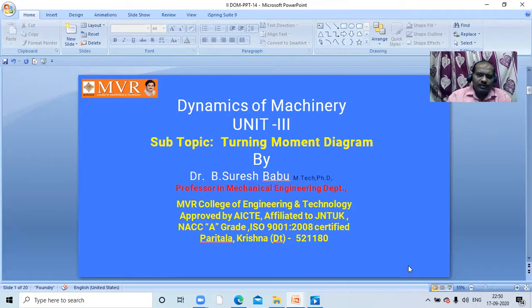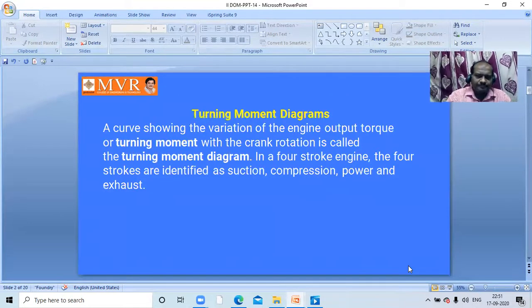First of all, learn what is the turning movement diagram. The curve showing the variation of the engine output torque or turning movement with the crank rotation is called a turning movement diagram. In a four-stroke engine, the four strokes are identified as suction, compression, power and exhaust strokes. I repeat once again, what is a turning movement diagram?